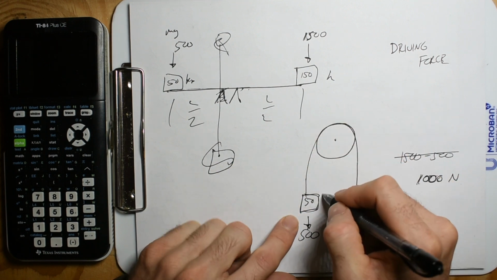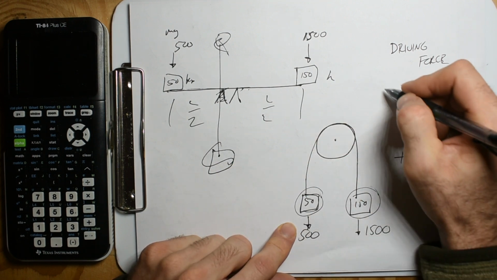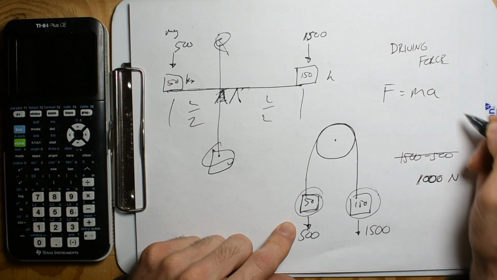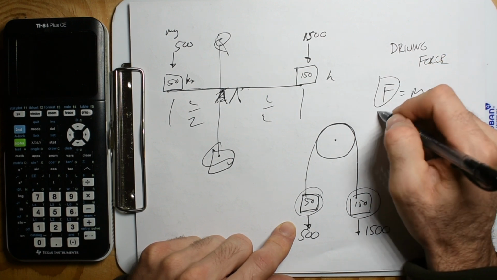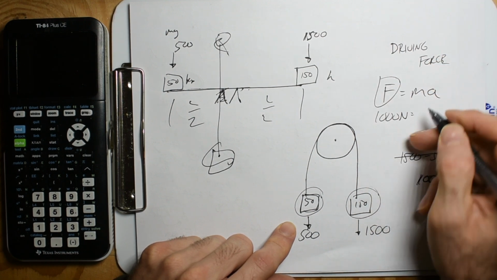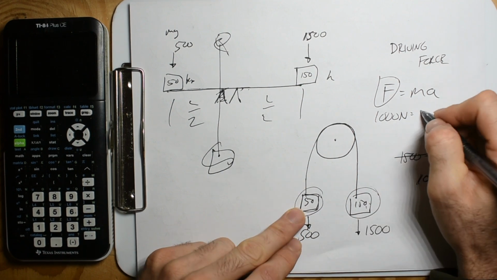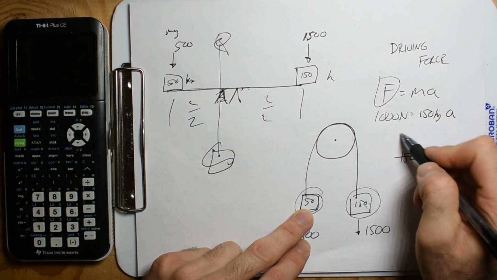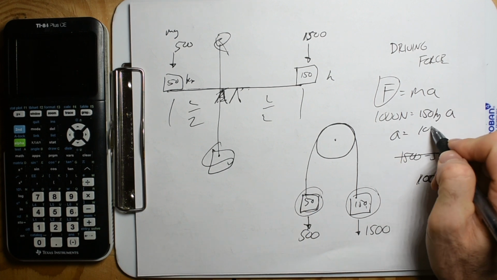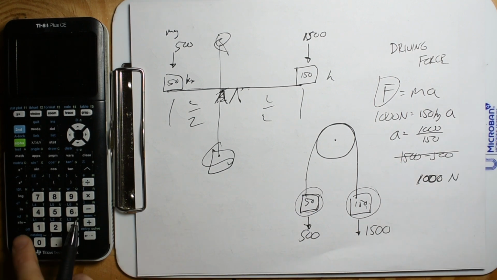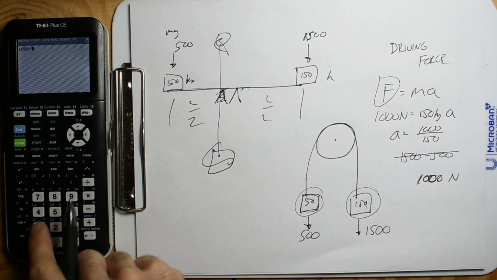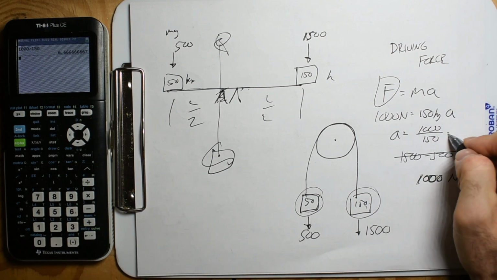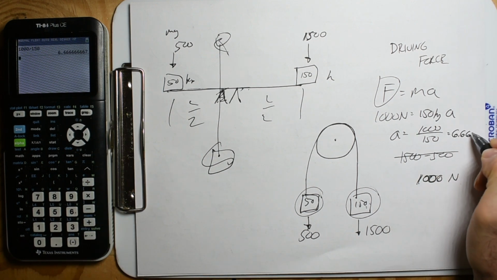But this is the thing on pulleys: that driving force is on both masses. So if we go to force is equal to mass times acceleration, we found the driving force. That's going to be 1,000 newtons. But our mass is adding these. It's going to be 150 kilograms, and we want to know our acceleration. So our acceleration is going to be 1,000 divided by 150. So our acceleration right here is 6.6.